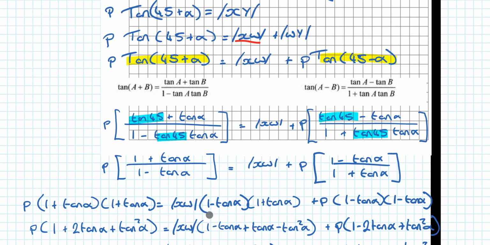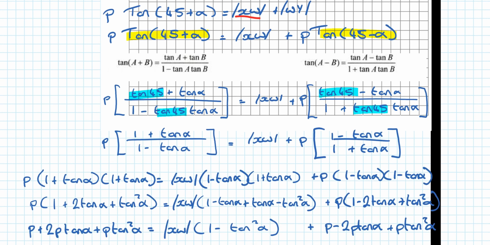Here, you could know that this is the difference of two squares, or you can just multiply it out the long way yourself. 1 by 1 is 1, 1 by tan alpha is tan alpha, minus tan alpha by 1 is minus tan alpha, hence these two in the middle are going to cancel. Minus by plus is minus, tan by tan is tan squared, and similar over here. 1 by 1 is 1, 1 by minus tan alpha is minus tan alpha, minus tan alpha by 1 is minus tan alpha, that's where we're getting our minus 2 tan alpha. Minus by minus is plus, tan by tan is tan squared.